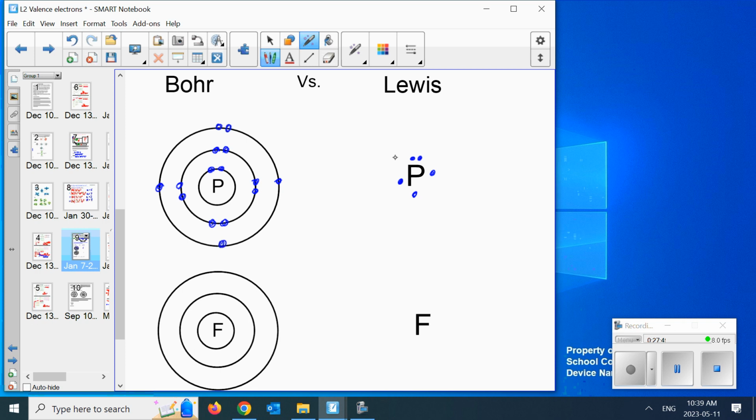So fluorine. Fluorine is in the second row, so it's only going to take 2 rings. Everything is contained in the first ring for the Bohr diagram. 1, 2. And then in the second ring, second row, 7. So single, single, single, single. All the single letters. 5, 6, 7.